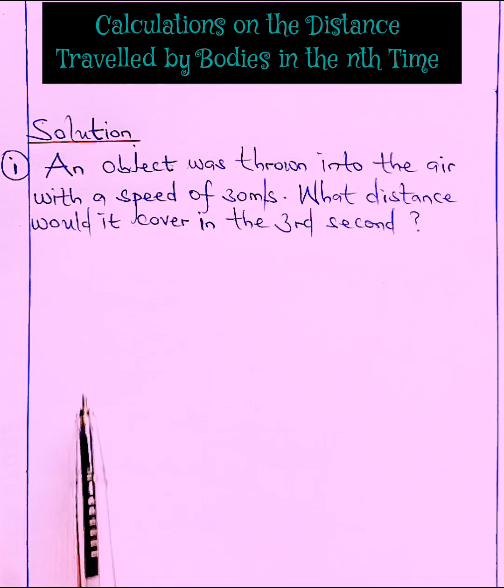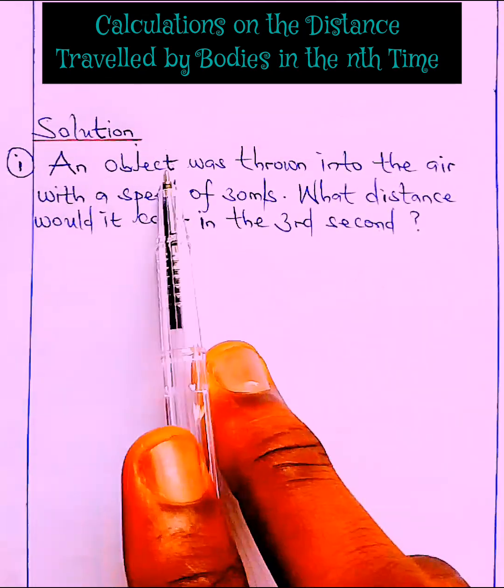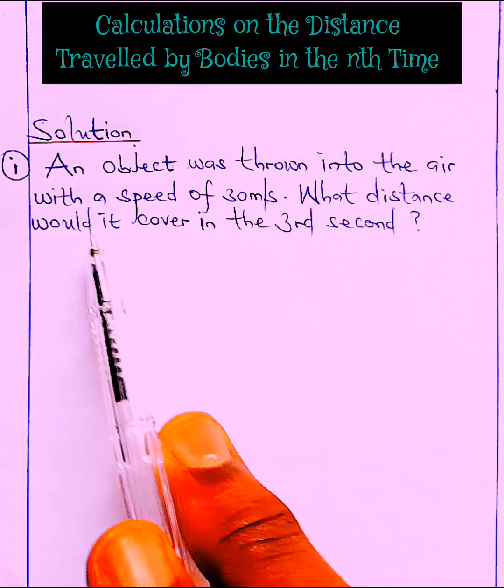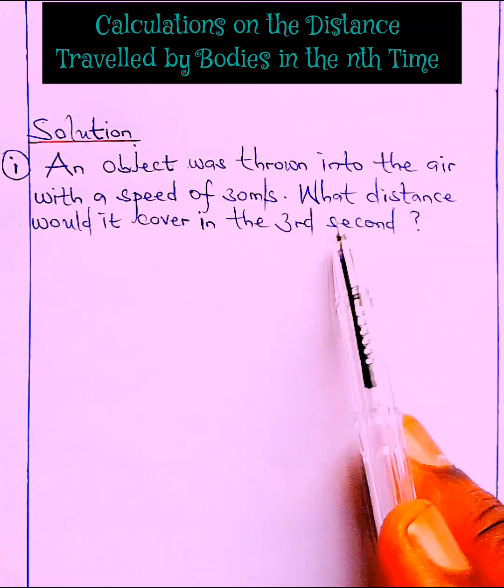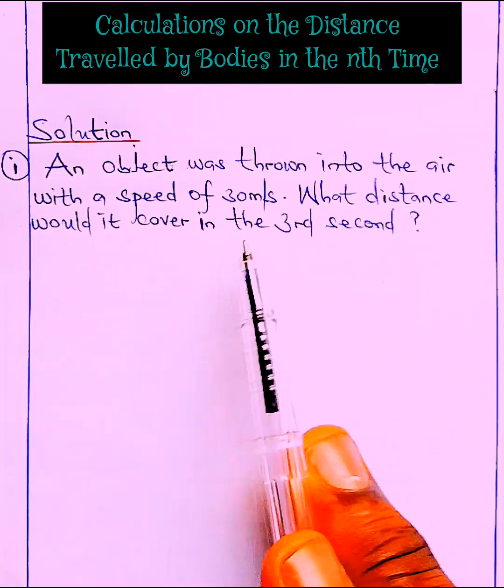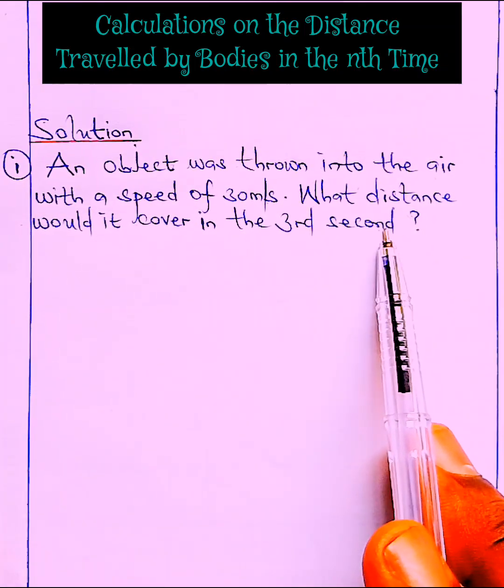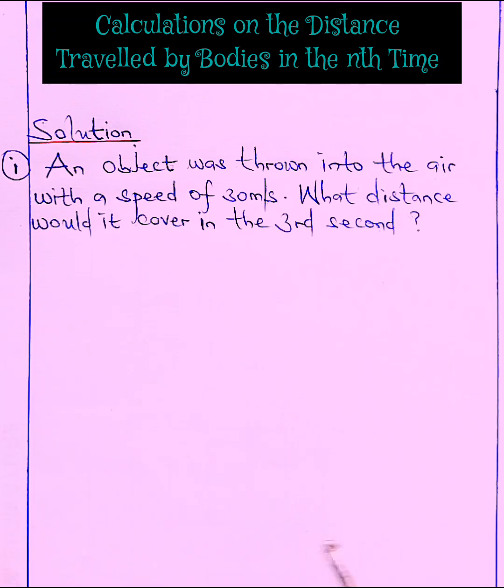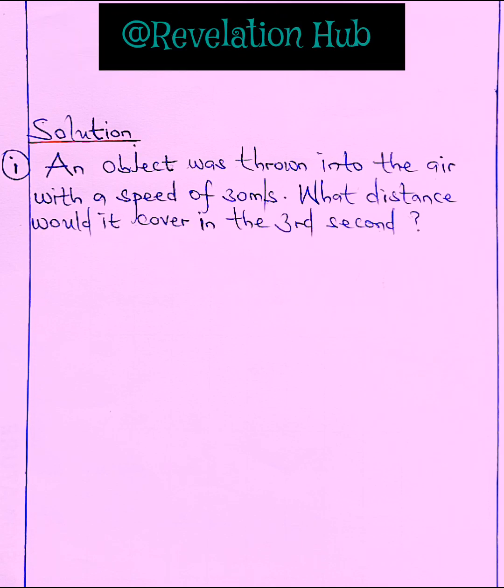So this was the very first question we were given as a take home. An object was thrown into the air with a speed of 30 meters per second. What distance would it cover in the third second? Now, don't forget that we treated two things, which was distance covered by bodies in the nth time for bodies along y-axis and for bodies along x-axis.